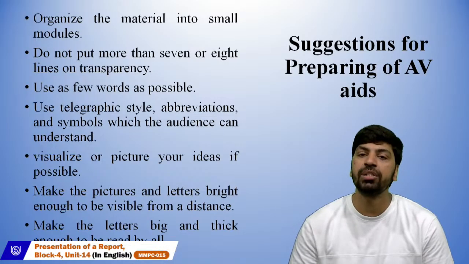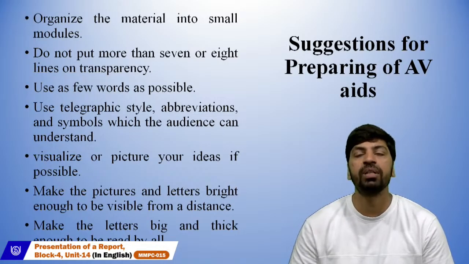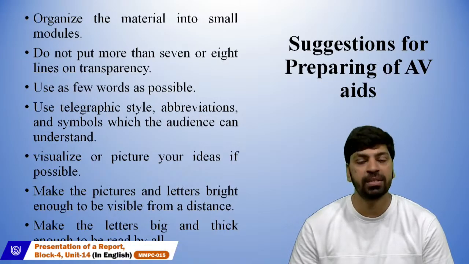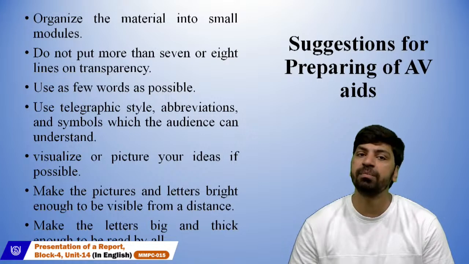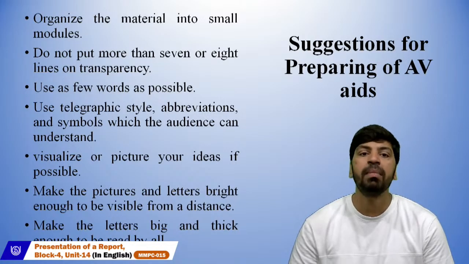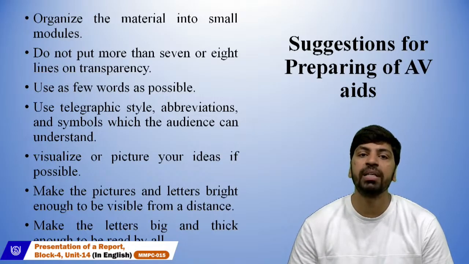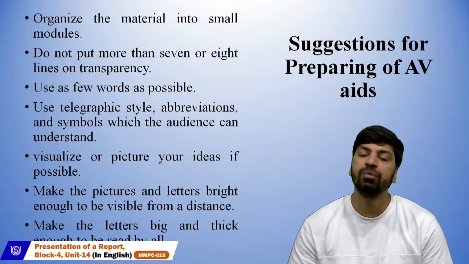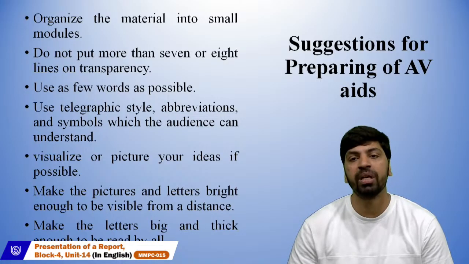Now these are the suggestions for preparing audio visual aids. Organize the material into small modules. Do not put more than 7 or 8 lines on a transparency. Use as few words as possible. Use a telegraphic style, abbreviations, or symbols when the audience can understand. Visualize or picture your ideas if possible. Make the pictures and letters bright enough to be visible from a distance. Make the letters big and thick enough to be read by all.